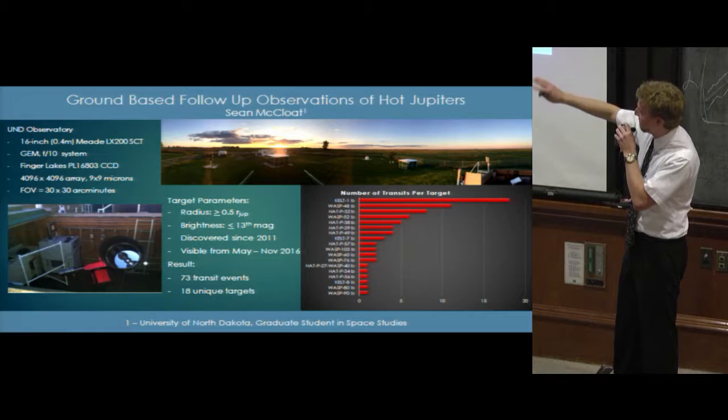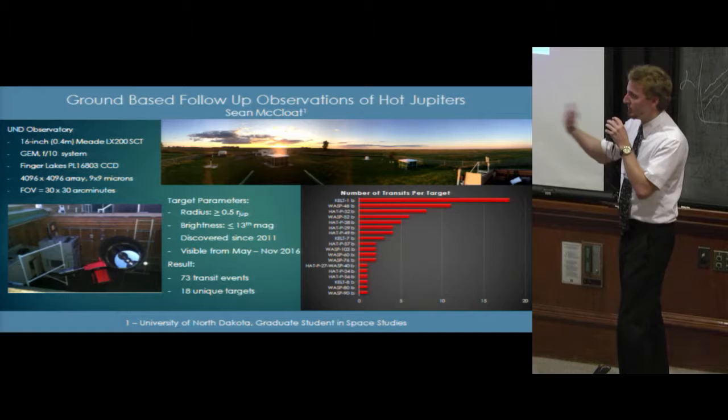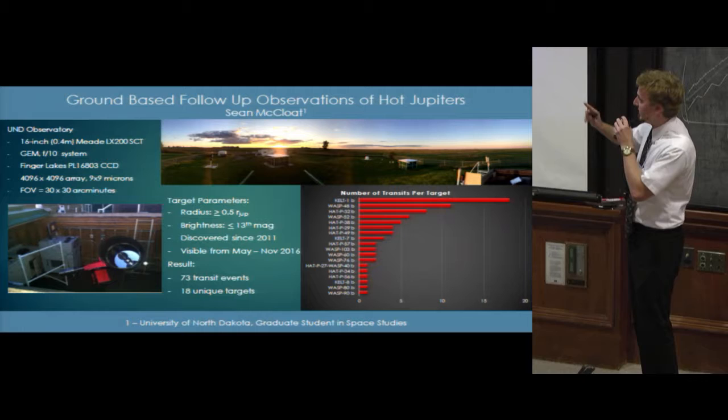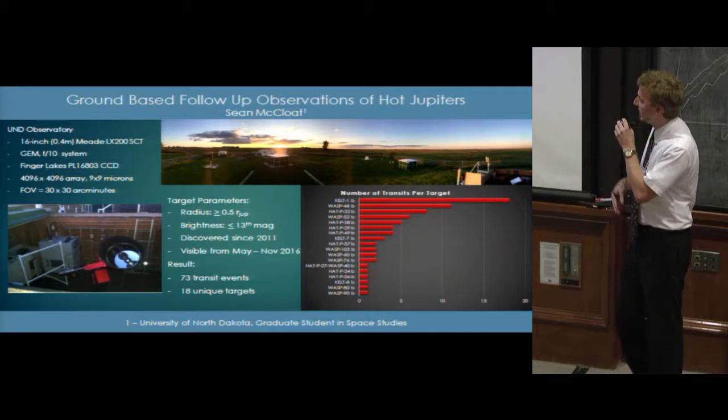That's where there's something I can actually contribute to the data sets, or these are data sets that most need improvement. And I looked at the list of 300 planets that fit those criteria, looked at every transit for those planets between May and November 2016, to see if they would be observable from my site in North Dakota. And what shook out are 73 different transit events across 18 unique targets.